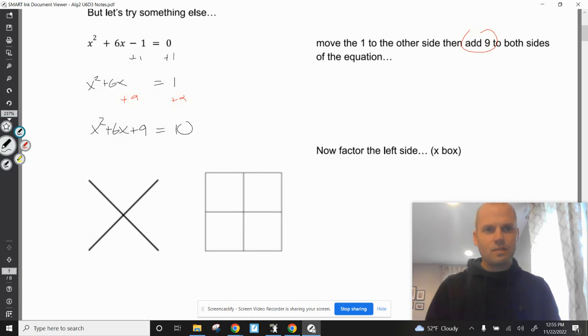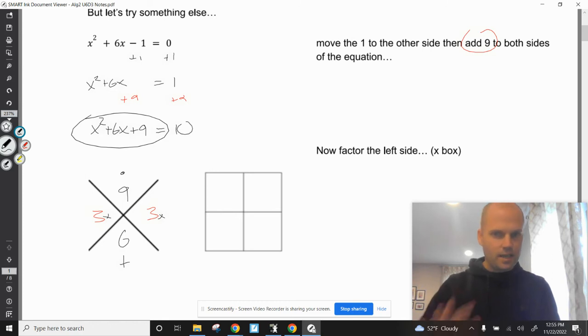And watch how this is going to be factored. A times c, I'm just going to factor the left side, is 9. Two numbers that multiply to get that and add to get b, 6. And I realized that the two numbers are 3 and 3. Now, let's remember how we used the X box to factor. I'm just going to focus on the left side and leave the 10 off to the side. I got x squared, I got 9, and then the middle 6x gets rewritten as 3x and 3x.